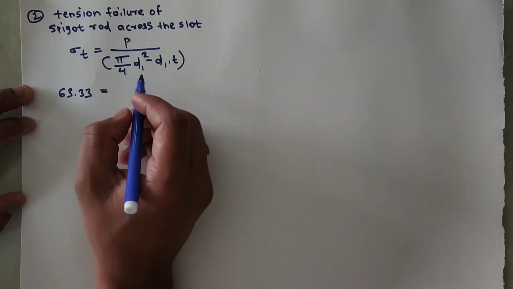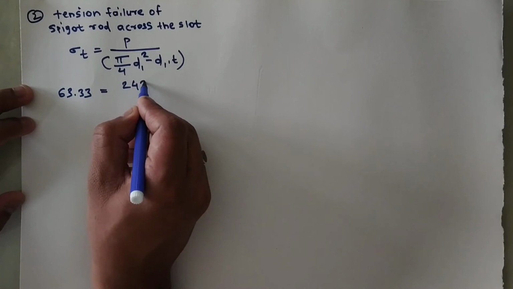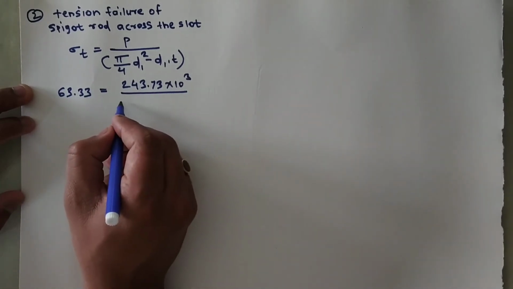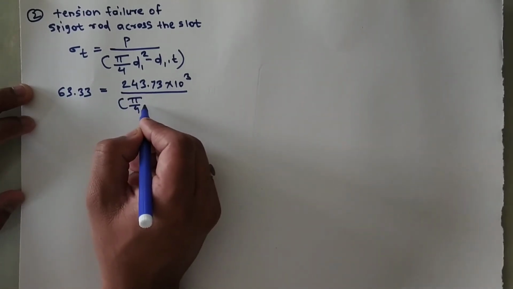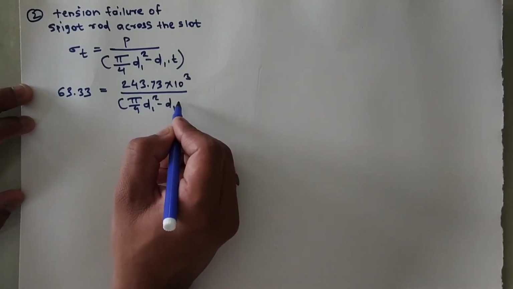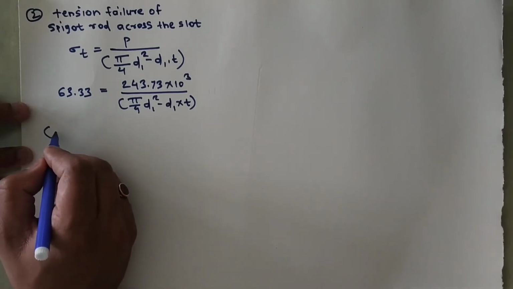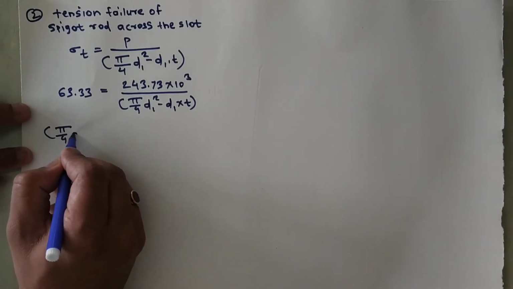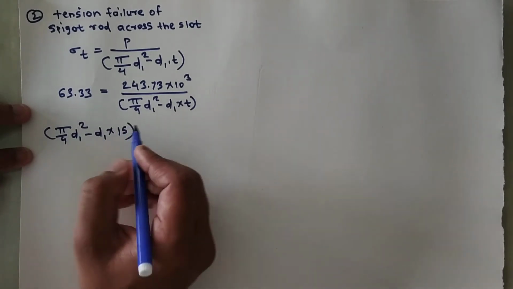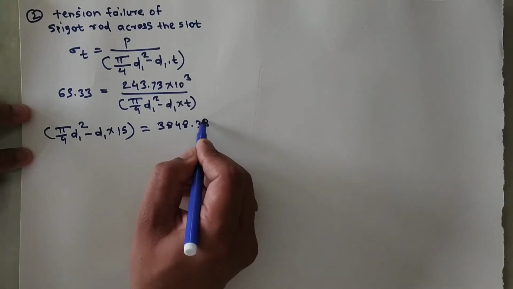63.33 equal to P, as we have calculated in the first step, it is 243.73 into 10 raised to 3 Newton divided by pi by 4 d1 square minus d1 into T. So taking this to this side, pi by 4 d1 square minus d1 into 15 equal to 3848.388.